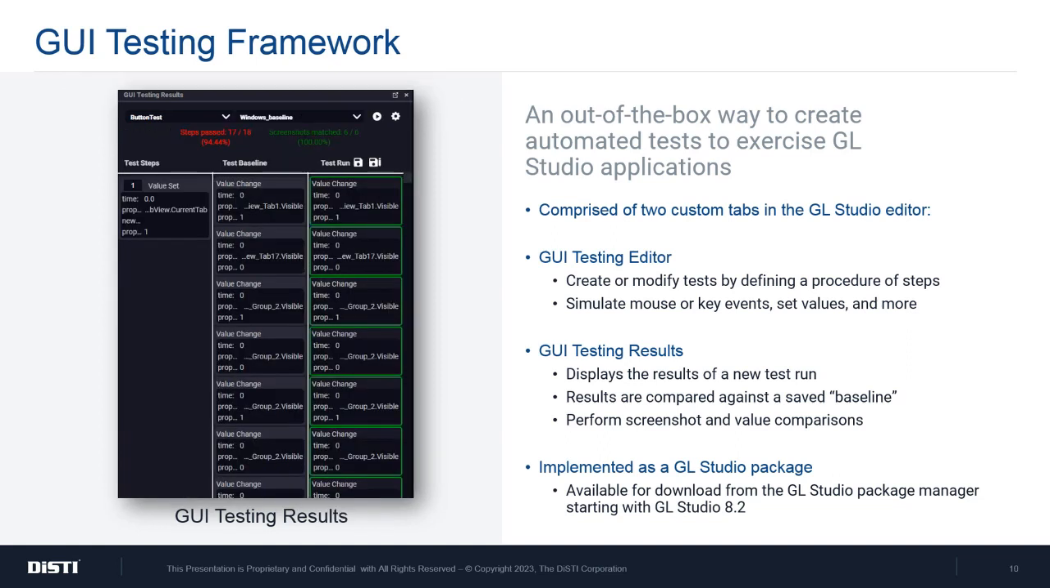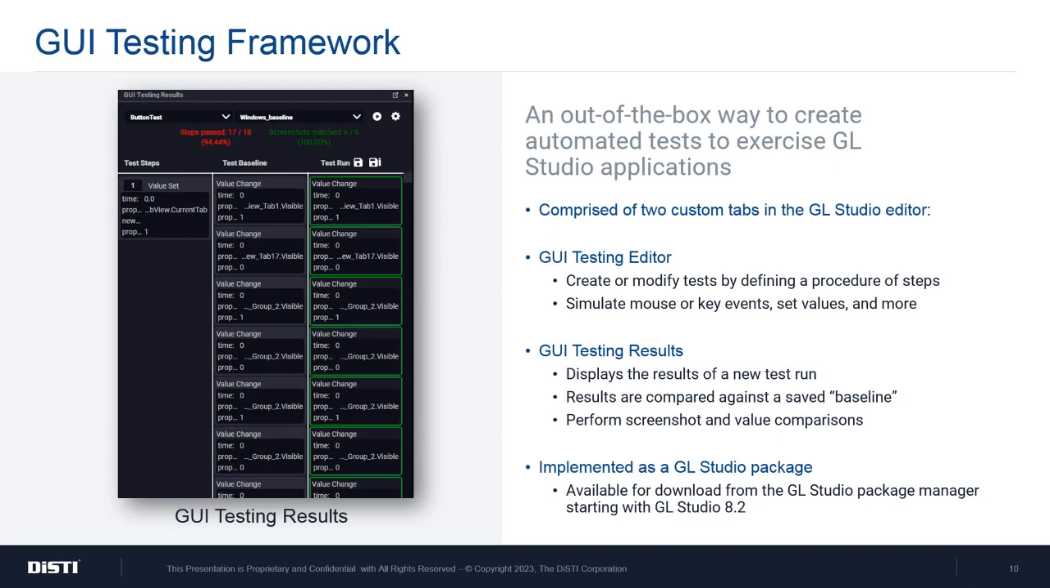And then the other tab is the GUI testing results, which will show you every single property in your entire application that changed as a result of a test step. So for example, if you have a mouse click on something, the GUI testing results will show you every single property of every single object that changes as a result. And you can ensure that those changes did not change between test runs, that you're getting consistent, verifiable results.